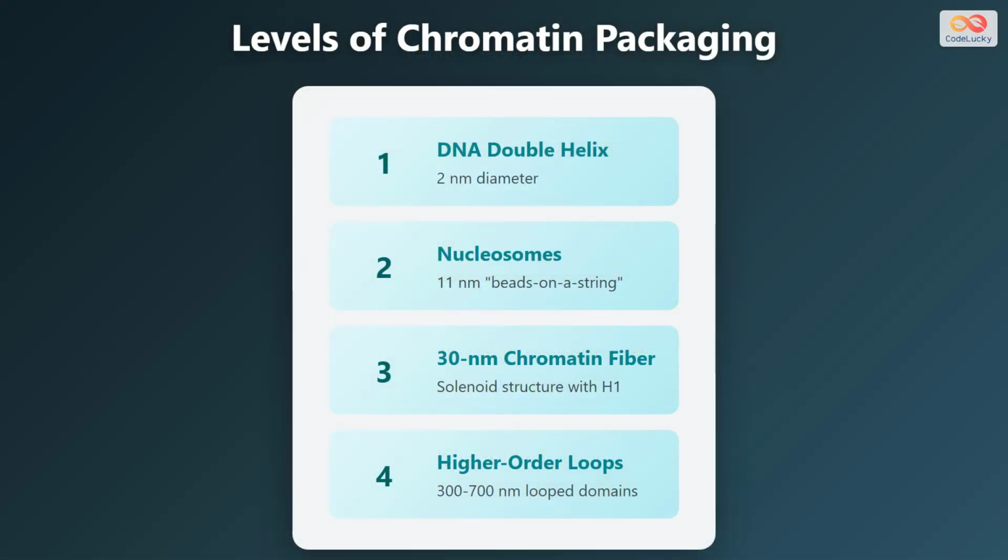DNA packaging occurs in multiple hierarchical levels. At the first level, we have the DNA double helix itself, which is about 2 nanometers in diameter. At the second level, nucleosomes form the beads on a string structure, creating an 11-nanometer fiber. The third level involves coiling into the 30-nanometer chromatin fiber, which forms a solenoid structure with the help of histone H1. Finally, at the fourth level, we see higher-order loops forming looped domains that range from 300 to 700 nanometers. Each level provides additional compaction.